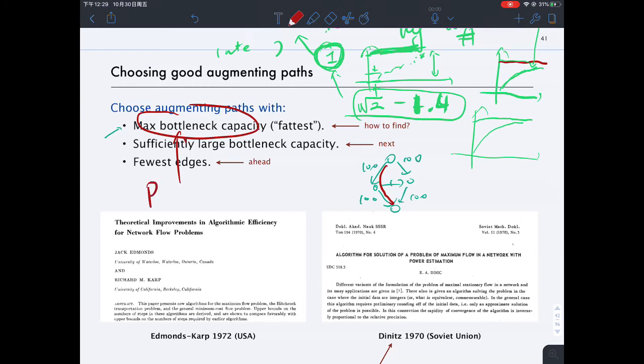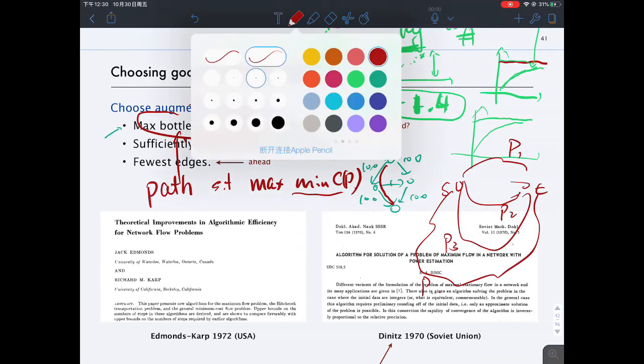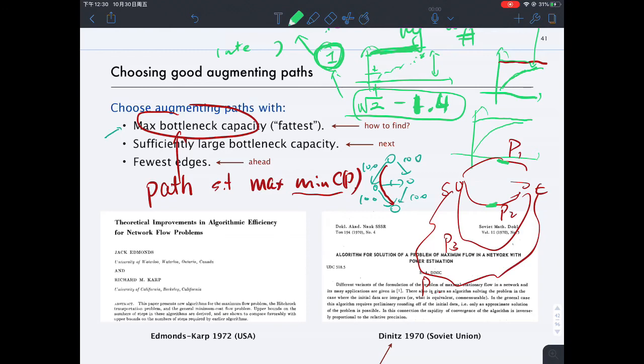So basically, we want to find a path such that we maximize the minimum of the capacity in the path. There could be multiple paths moving from S to T. Let's say this is P1, this is P2, and this is P3. There could be an exponential number of paths, and for each of the paths, we can uniquely find the bottleneck. There's always one edge that has the smallest capacity.